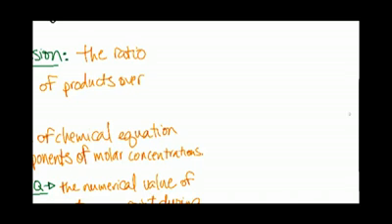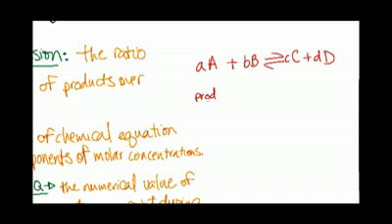Let's take a look at just some random reaction. The mass action expression for this would be the products over the reactants, the ratio, so it would be big C raised to little c, big D raised to little d.